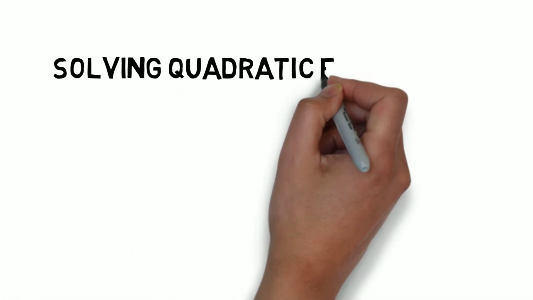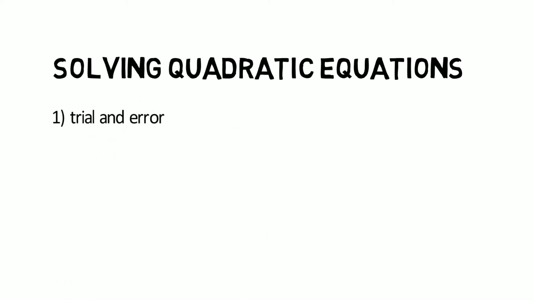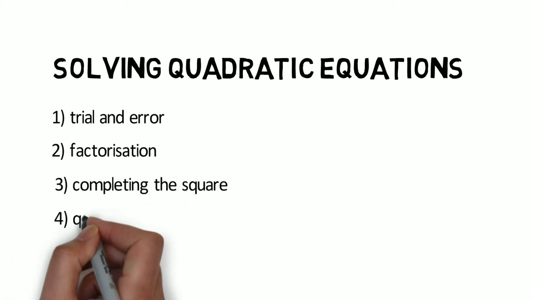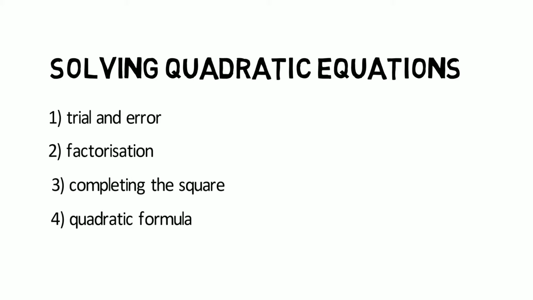Now throughout this series, we will be learning how to solve quadratic equations with 4 methods. The first is trial and error. The second method is factorization. The third method is completing the square. And lastly, we will learn how to use the quadratic formula. Now it is important to note that when solving equations, the number of roots will always depend on the highest power of the variable. In the case of quadratic equations, the highest power of the variable is 2, so that means we must always have 2 roots.